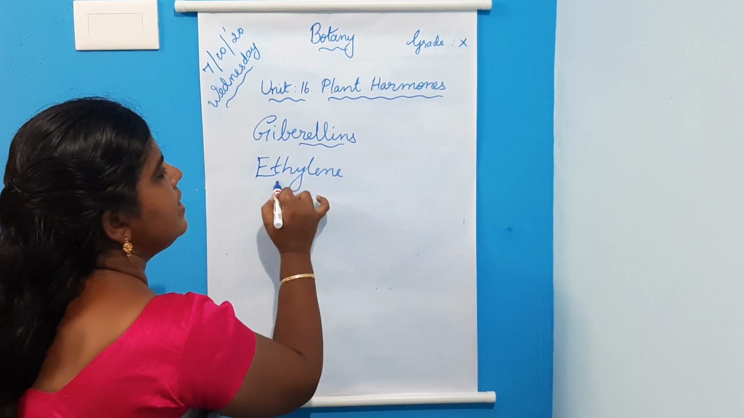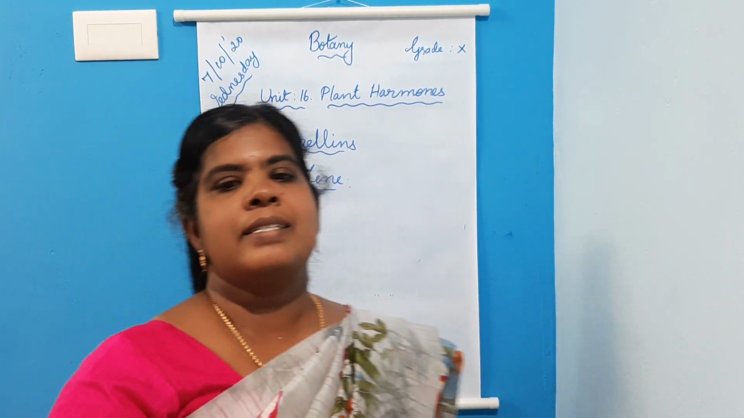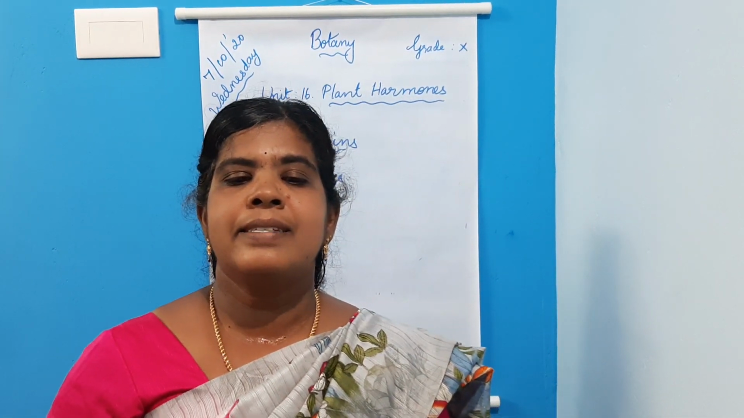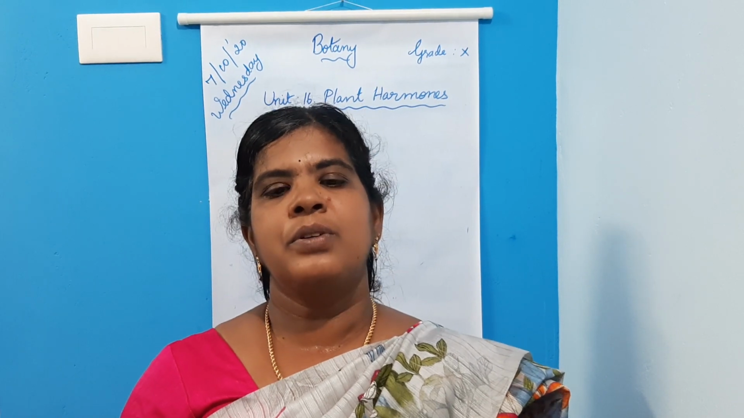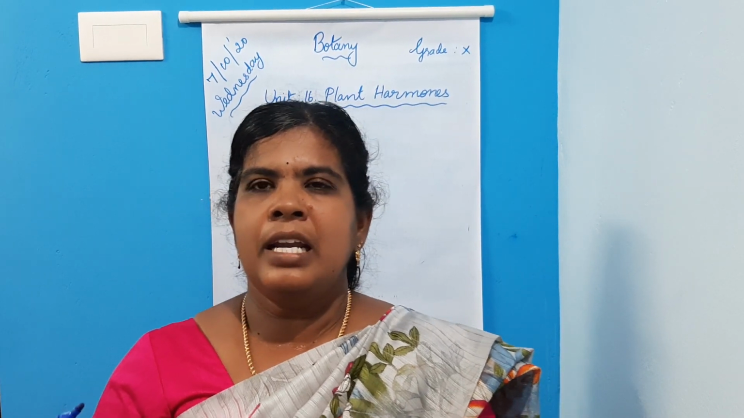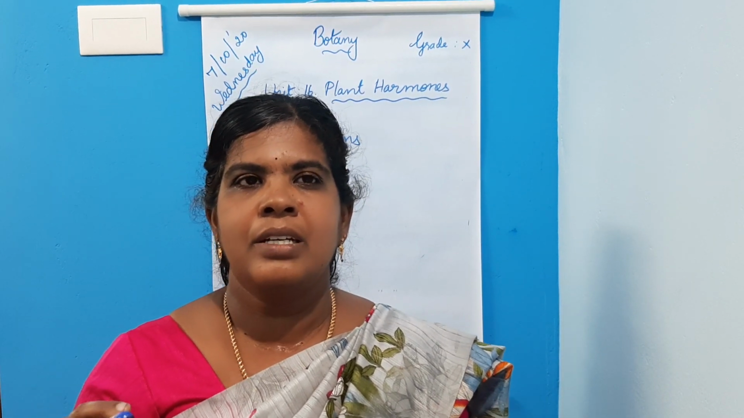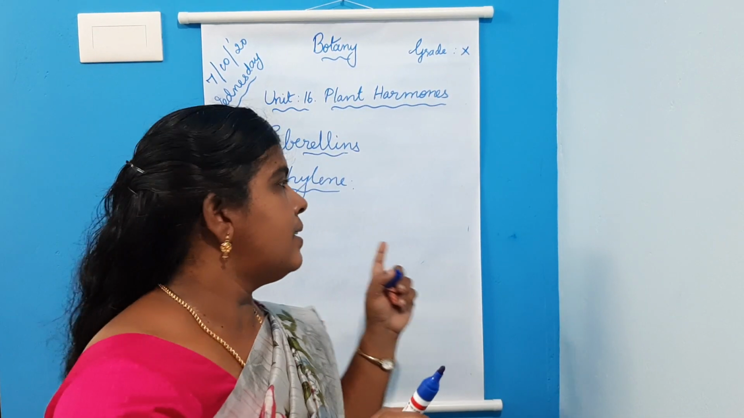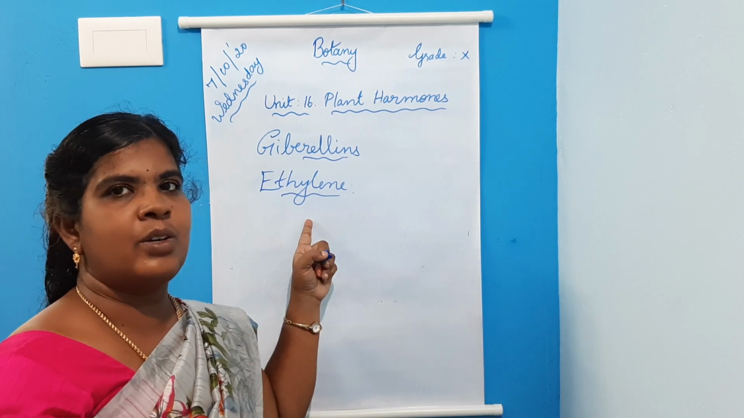Ethylene is a gaseous hormone. It's a powerful growth inhibitor, mainly for the maturation and ripening of fruits. Okay, so ethylene is a gaseous hormone. Which is a gaseous hormone?